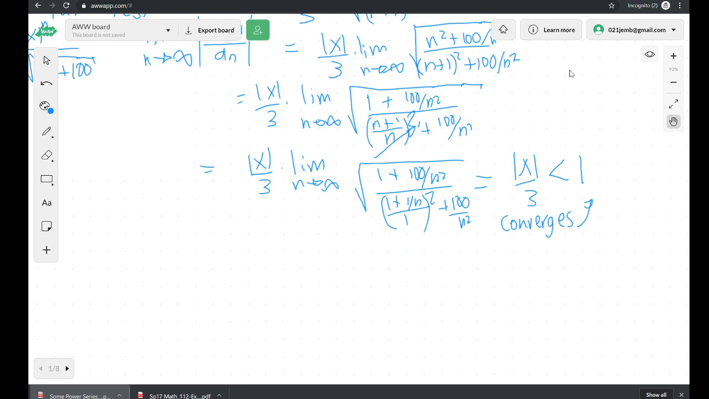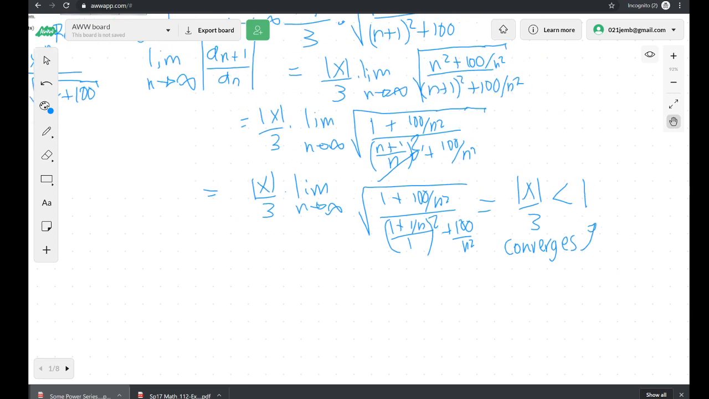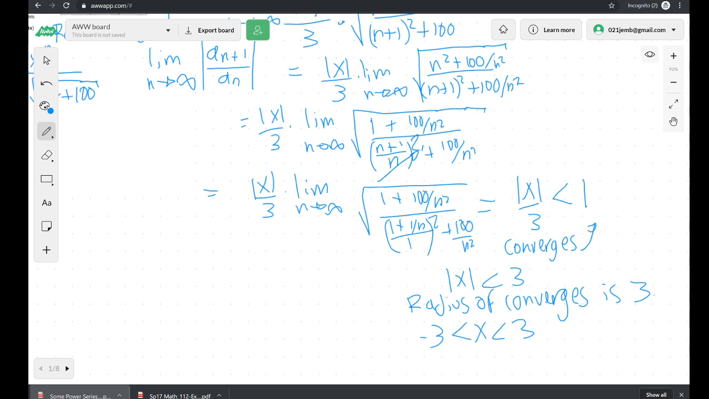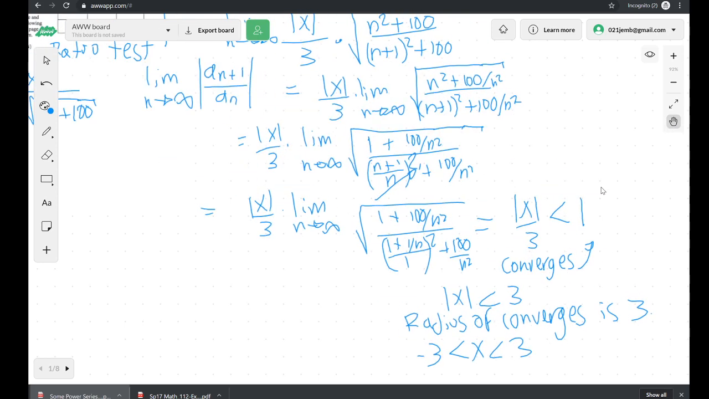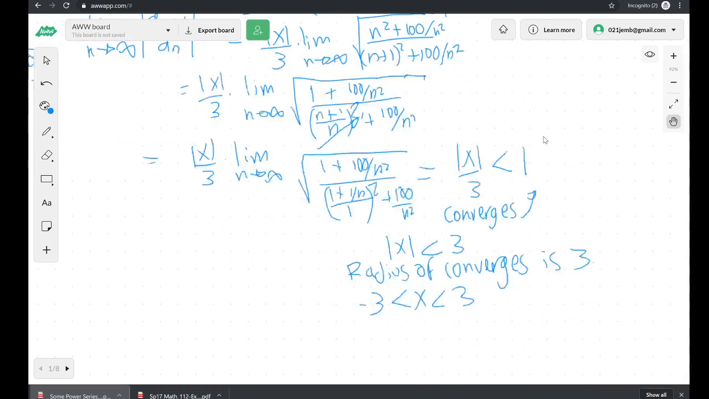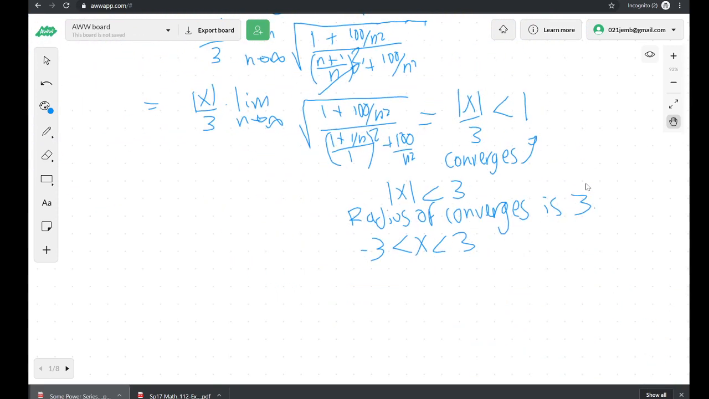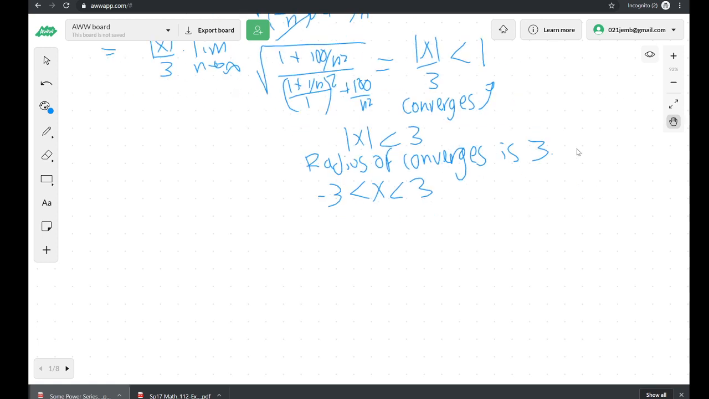If we multiply by 3 on both sides, we get that the absolute value of x is less than 3. So the radius of convergence is 3. Now we can solve the absolute value, and we get that x is less than 3 and greater than negative 3. But this is for absolute convergence. We need to test each of the endpoints to see if it converges conditionally, so we still need to analyze both endpoints and see what happens.